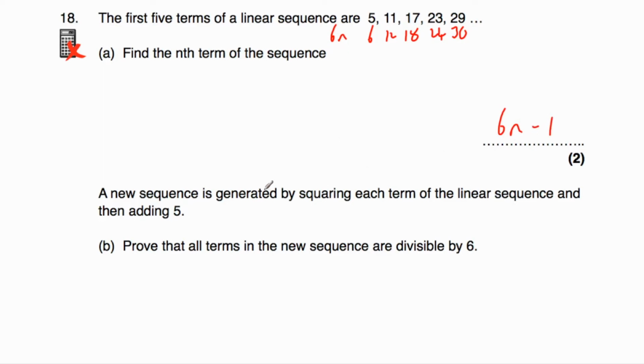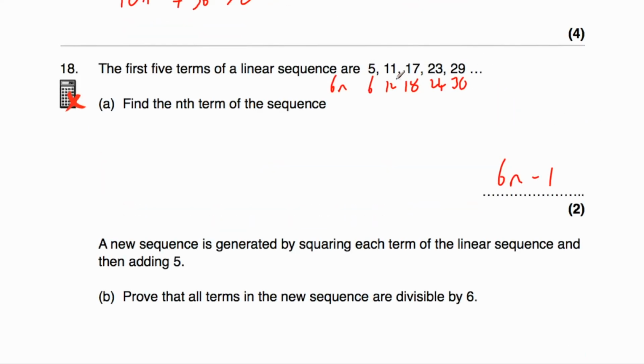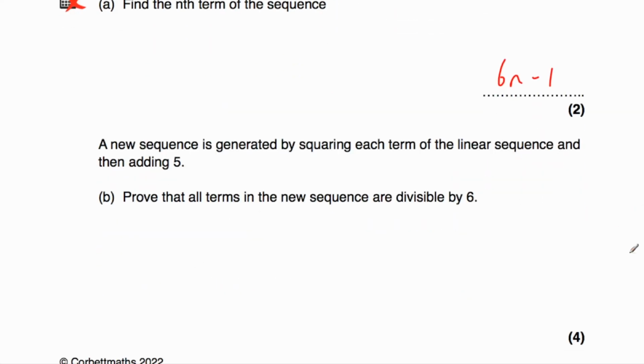Then the question says a new sequence is generated by squaring each term of the linear sequence and then adding 5. So we're going to square this. So that means we're going to do our 6n minus 1 squared, and then we're going to add 5. So we're going to be squaring every term in that sequence, so we're going to be squaring our nth term, and then we're going to be adding 5. So let's do that. We've got our 6n minus 1 squared plus 5.